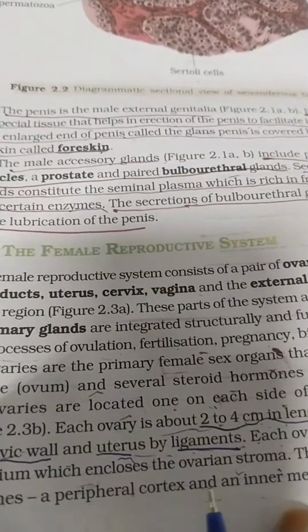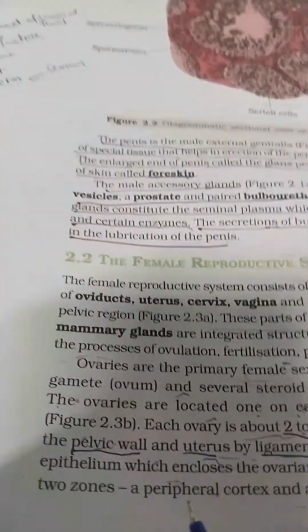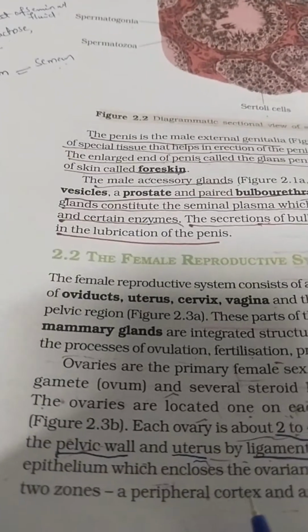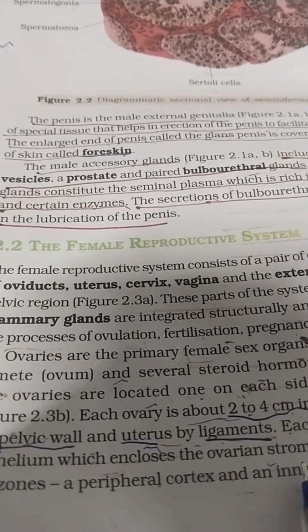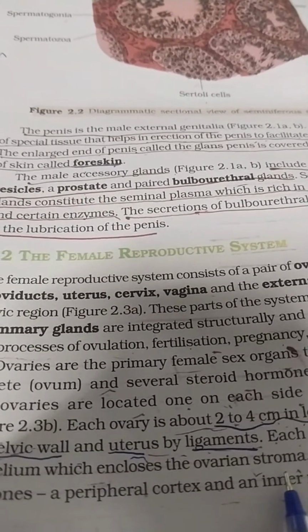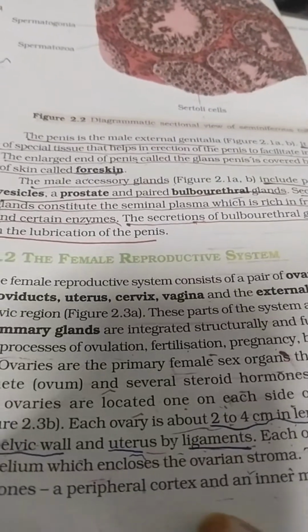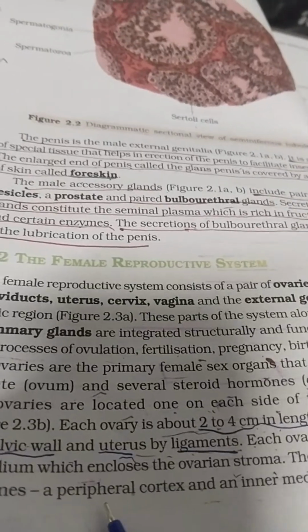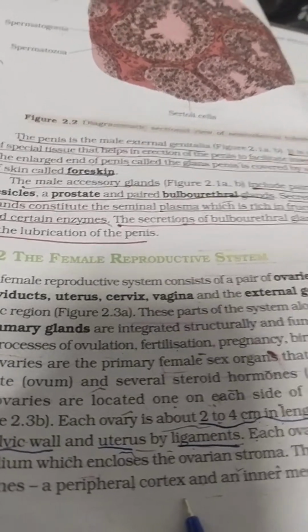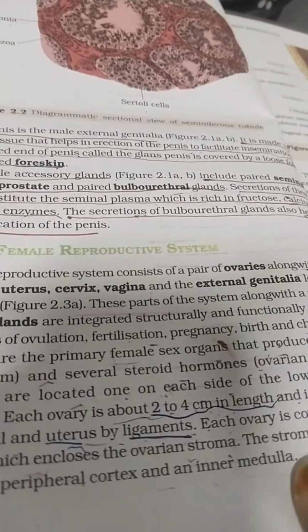See, the ovary is covered with what? A thin epithelium which encloses the ovarian stroma. It means the ovarian structure is covered by this epithelium. The stroma is divided into two zones, peripheral cortex and inner medulla. The outer region is known as the peripheral cortex and the innermost part of the ovary is known as the inner medulla.